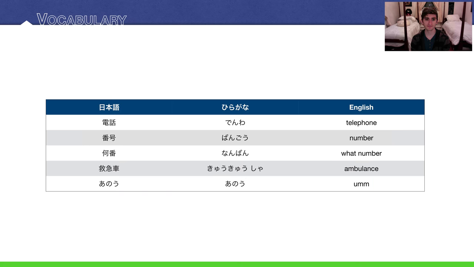And our vocabulary is very short today. It's a short lesson. The word for telephone in Japanese is denwa. Number, bango. So telephone number would be denwa bango. What number is nanban. And then the word for ambulance, which you will see a few times in this lesson, is kyūkyūsha.